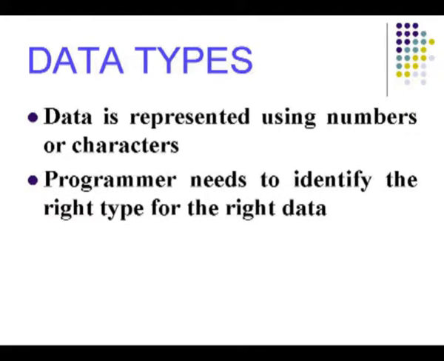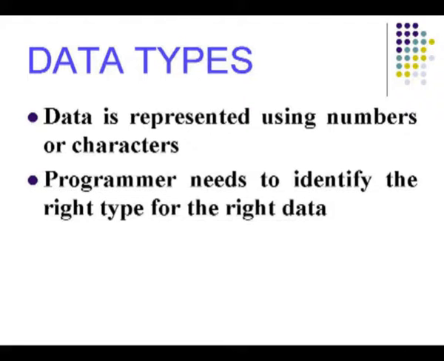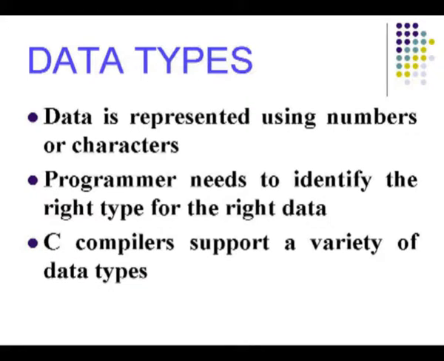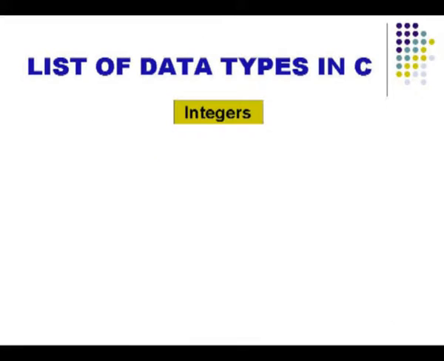If it is a number, it has to be identified that way, and if it is a character or some text, it has to be given that kind of an identification. C compilers support a variety of data types that we will be seeing in the future presentations. The data types are classified in C as integers and characters. Integers are nothing but numbers, as we all know, which do not have fractions.